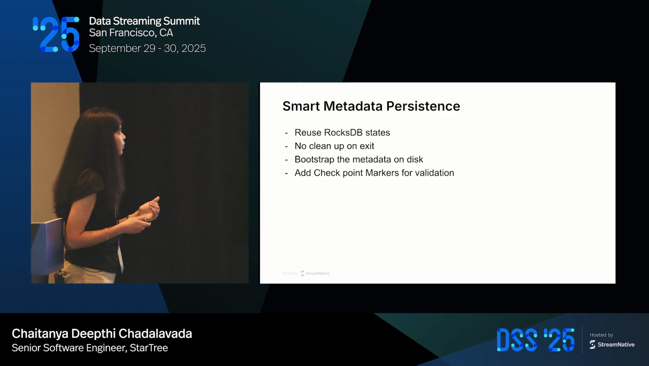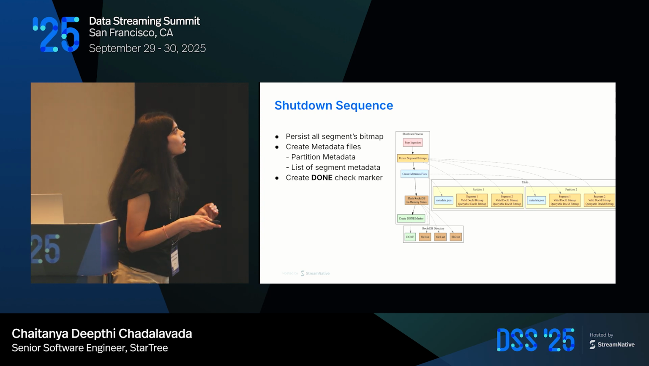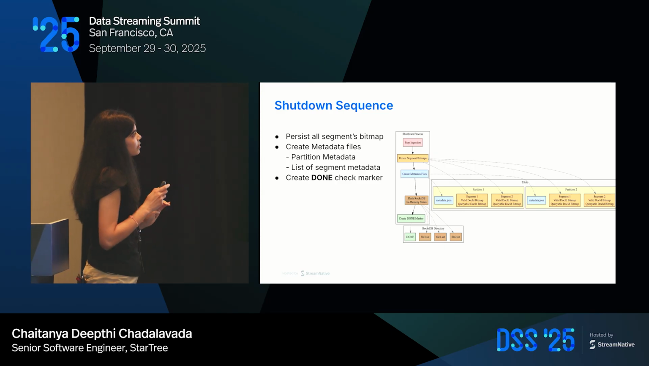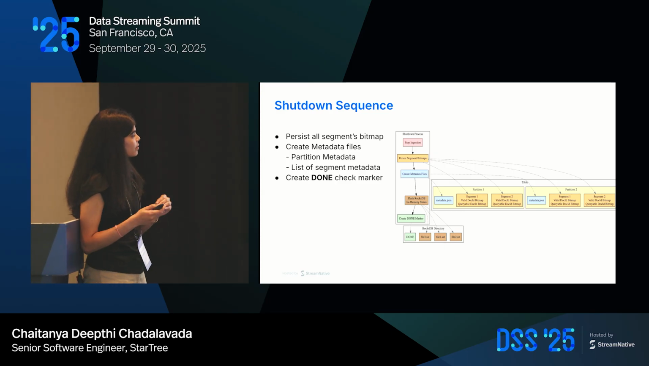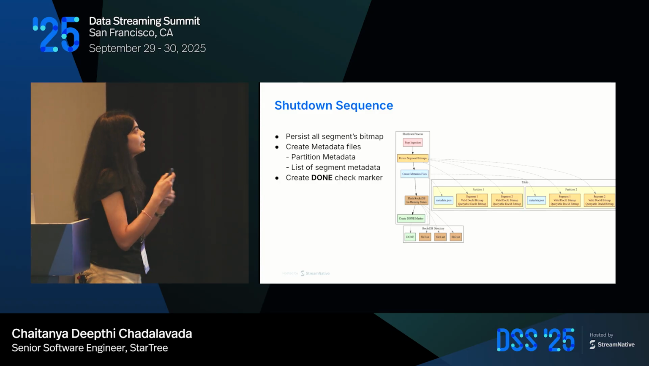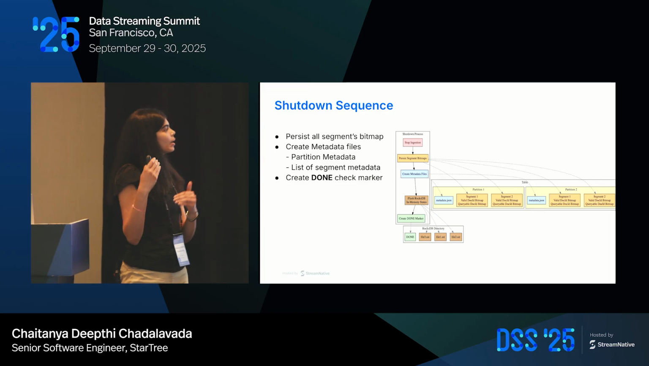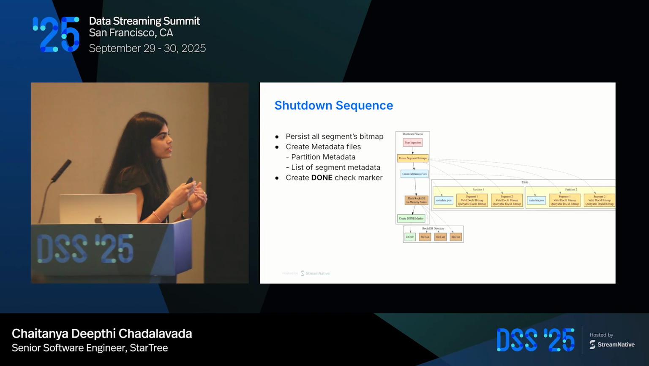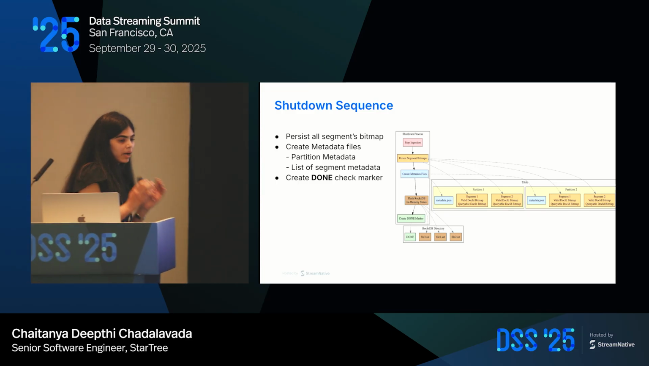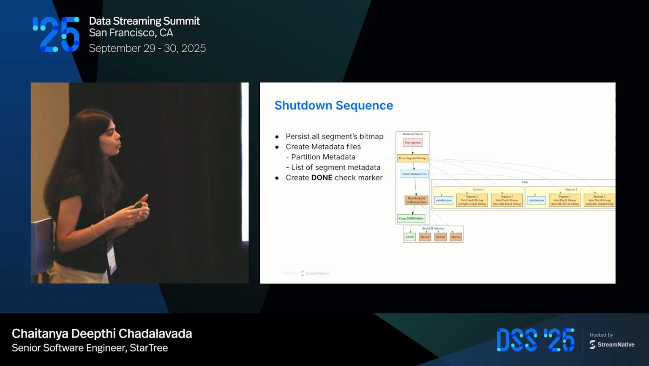So the main process that we followed here is on cleanup, when the server shuts down and once the ingestion is stopped, we try to persist the bitmaps on segments which are inconsistent previously, and made sure we created metadata files for all these segments and partitions so that we have a track of which segments have snapshots present or not. And then we flushed the in-memory states of RocksDB to disk and created a marker file saying, oh, this process is complete and this process is consistent now with this session.